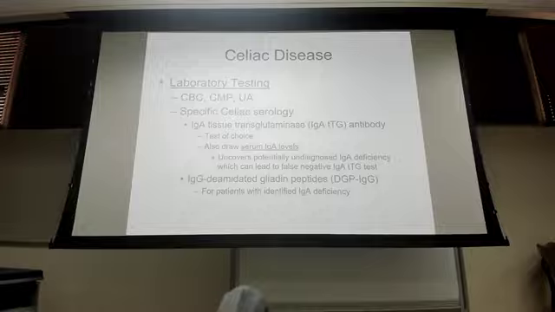And if you have an IgA deficiency that comes back in that lab, then you're going to get an IgG deamidated gliadin peptide antibody. So this is a separate antibody that helps you detect celiac disease, specific for celiac. And we'll use that one if you don't have normal levels of IgA. So it's a different test, DGP-IgG. If they have IgA deficiency and we want to figure out if they have celiac or not, then we move to that test. So serology is the lab test that we do first.